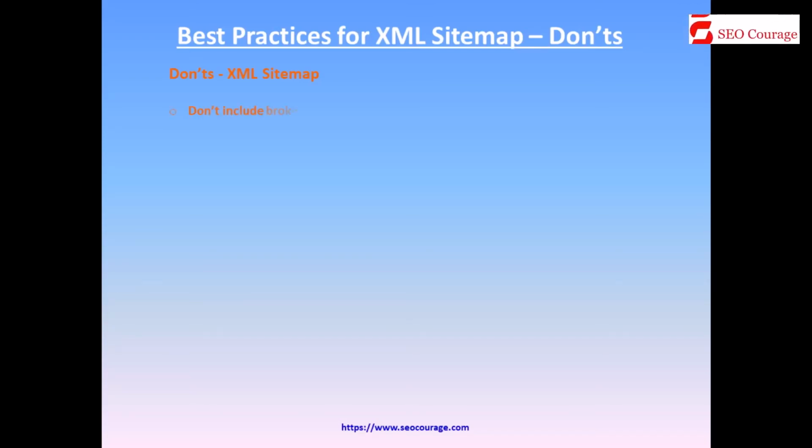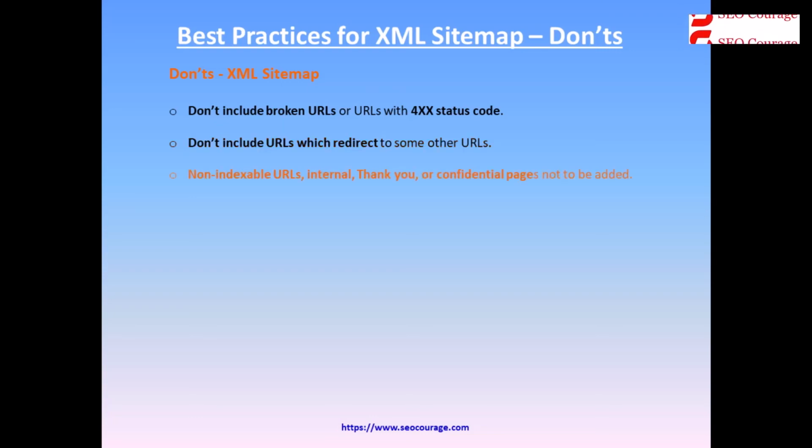So the first best practice is not to include broken URLs in your XML sitemap. Please add only the working URLs in the XML sitemap. The second best practice is not to include the URLs which redirect to other URLs. And the non-indexable URLs on your website or any internal or confidential page should not be added in the XML sitemap, as you don't want to rank them.